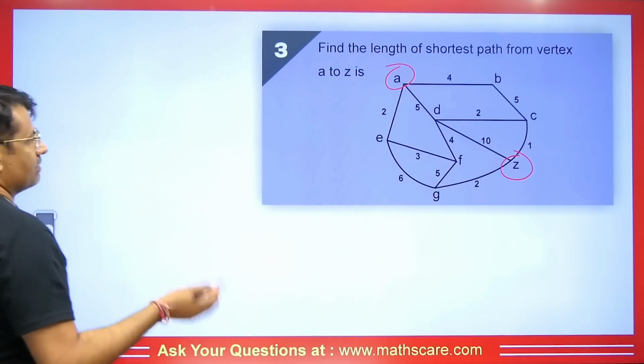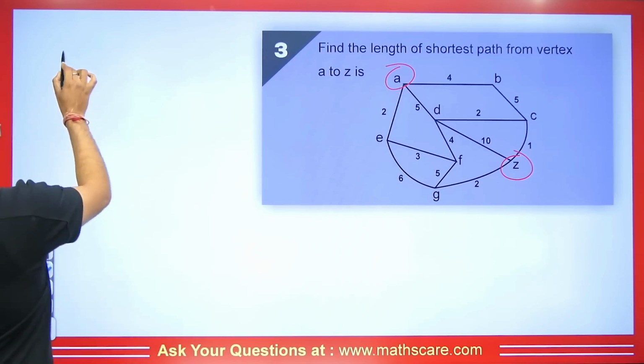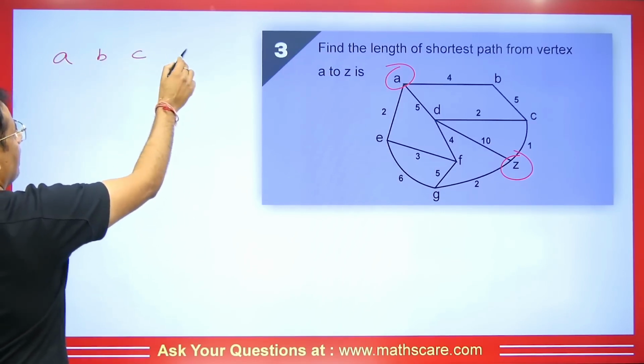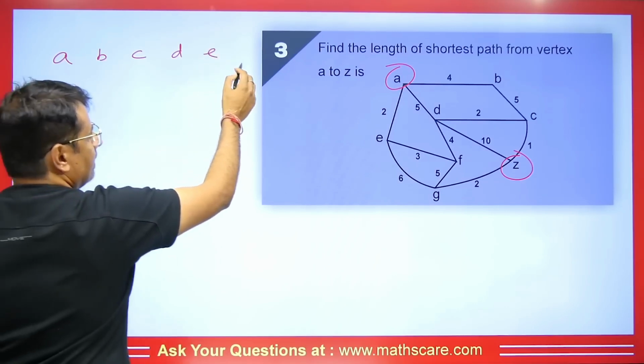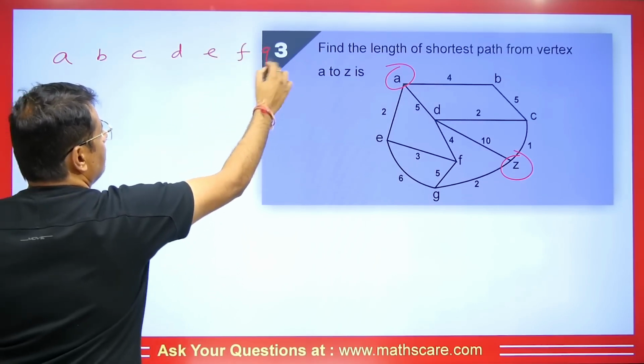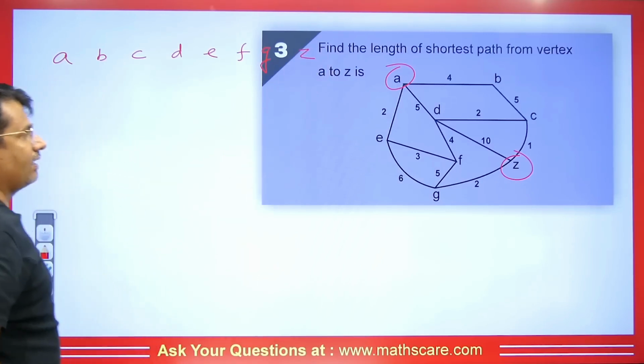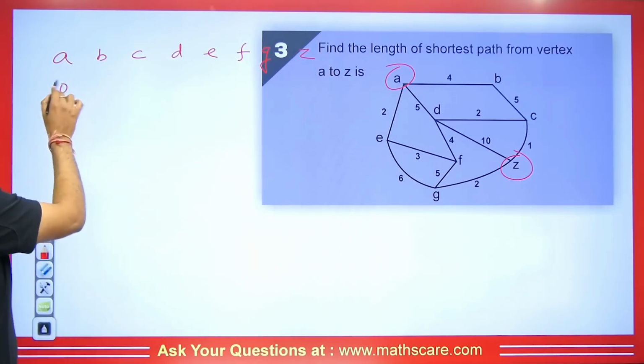First of all, what we will do is we will write whatever vertex we are getting. So here is A, B is coming, C is coming. Now after this we have D, then we will have E, here will be F, here will be G, and after that we have Z. So we are getting these here. Is this clear to all of you or not? We can fix a 0 here because we are starting from A.